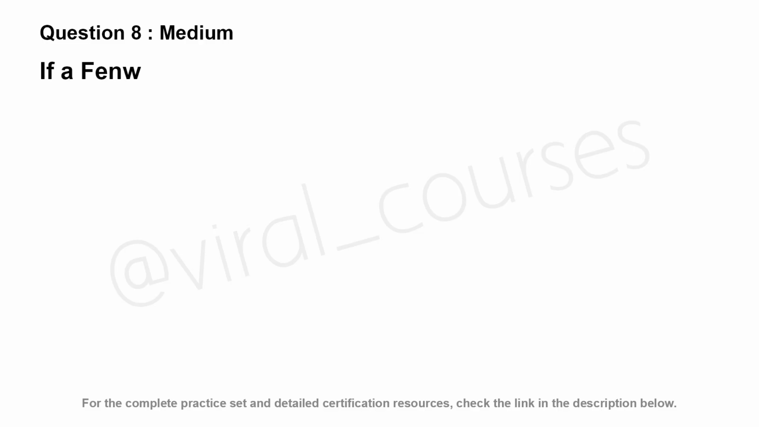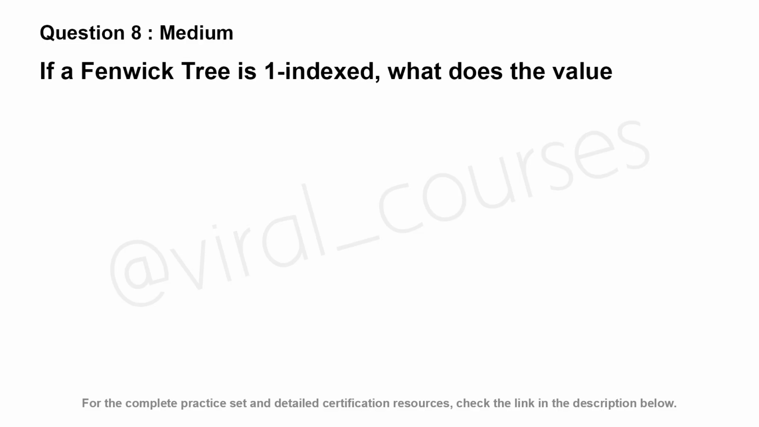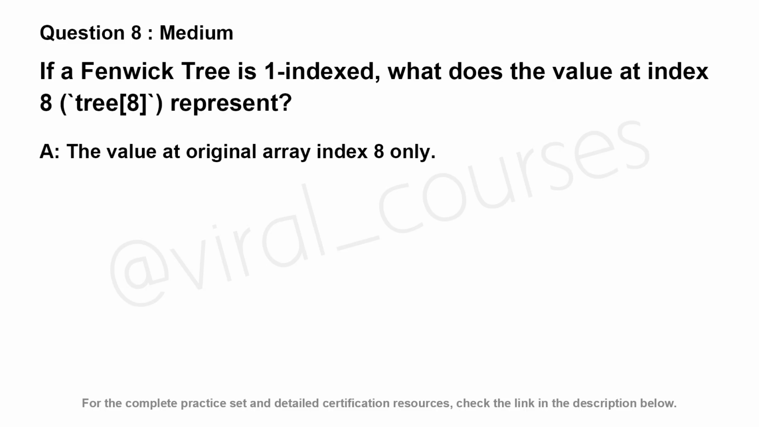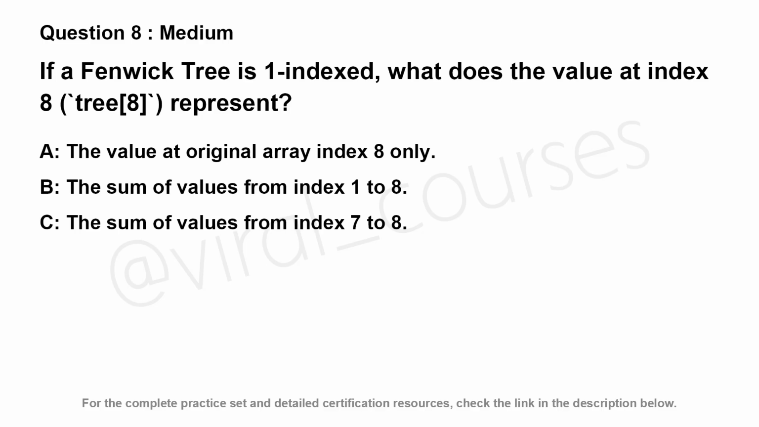If a Fenwick tree is one-indexed, what does the value at index 8, tree[8], represent? Option A, the value at original array index 8 only. Option B, the sum of values from index 1 to 8. Option C, the sum of values from index 7 to 8. Option D, the sum of values from index 4 to 8.